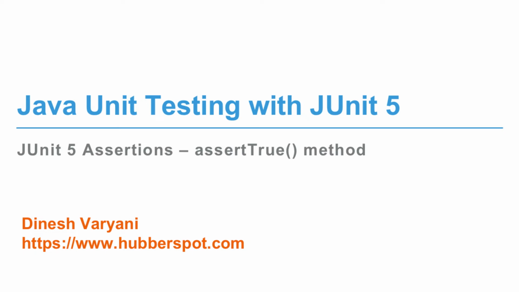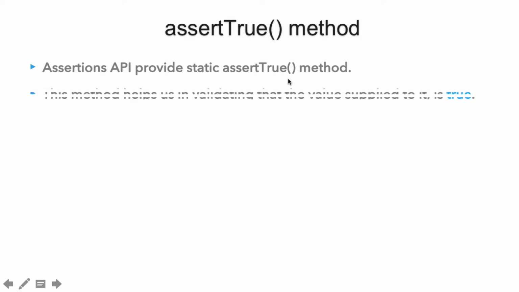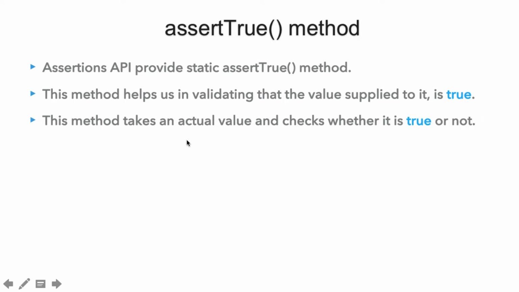Hello everyone. In this lecture we will continue with JUnit 5 assertions and we will discuss the assertTrue method. In JUnit 5, a new assertions API came which provided the static assertTrue method. This method helps us validate that the value supplied to it is true. What it means is, the actual value which we get from the system under test, when we pass it to this assertTrue method, it asserts whether it is true or not.